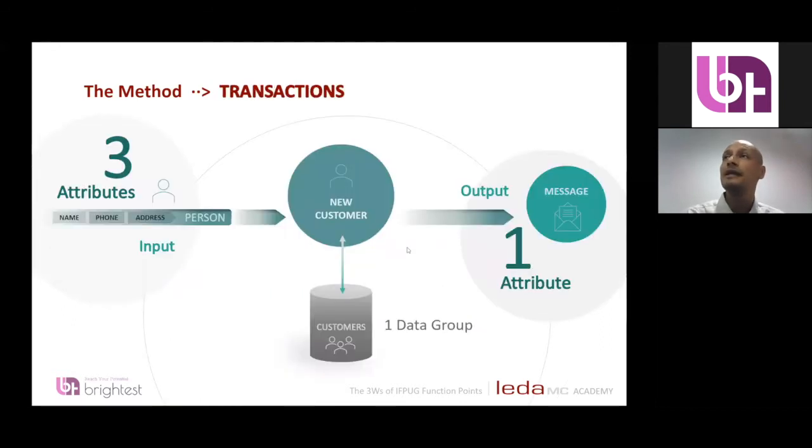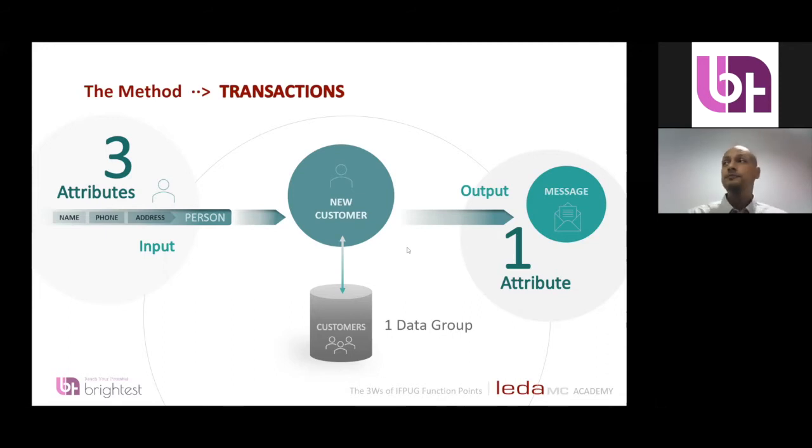Now we're going to see an example of a transaction. In this case, we're going to create a new customer. This new customer is going to have some DETs that go from the outside to the inside, and that are going to be saved inside the data group. And from the inside to the outside, we're going to send one attribute, a message.